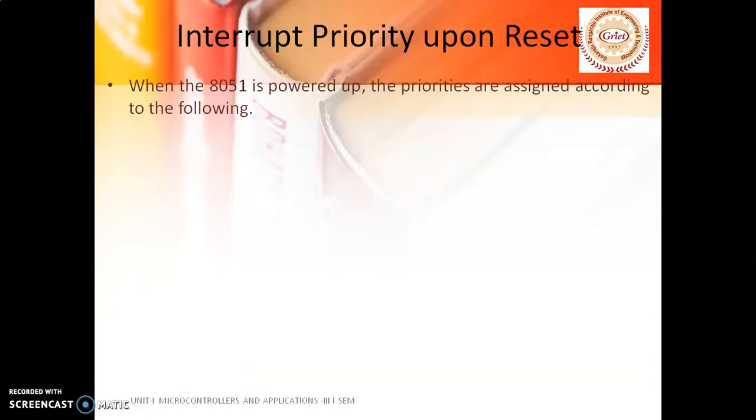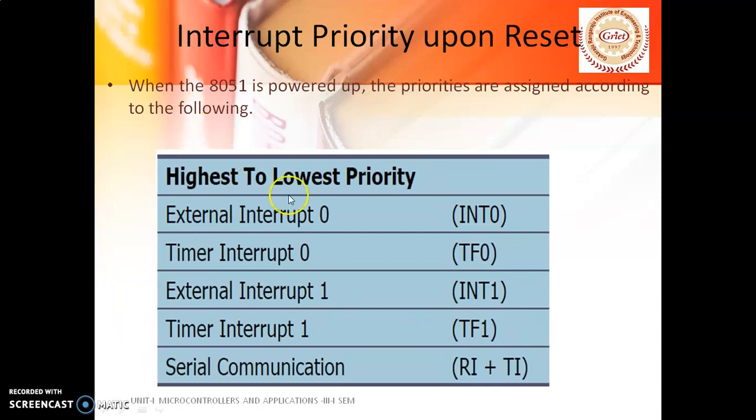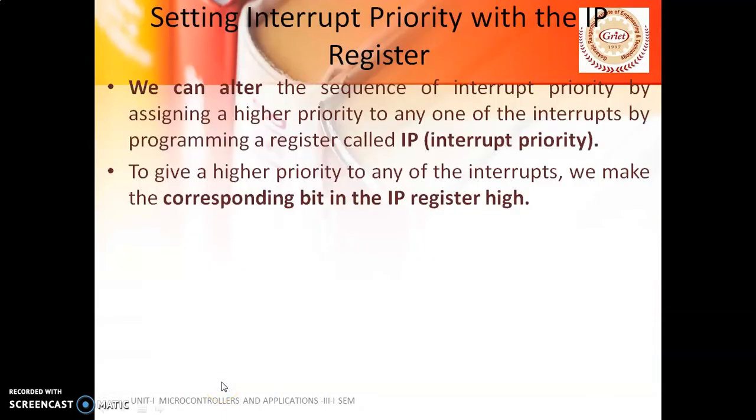Coming to the interrupt priority, the next register we have in 8051 is IP. IP stands for interrupt priority register. Once you reset your controller, whenever the 8051 is powered up, the priorities are assigned in this order. External interrupt 0 has the highest priority, then timer 0 interrupt, then external hardware interrupt 1, then timer 1 interrupt, and the last is the serial communication interrupt. This is the order once the 8051 is reset or powered up. So this one has the highest priority and this one has the least priority.